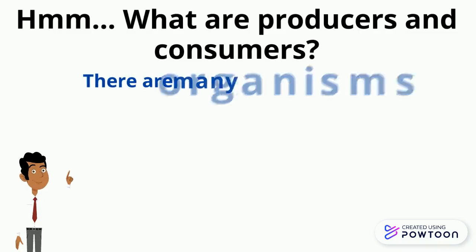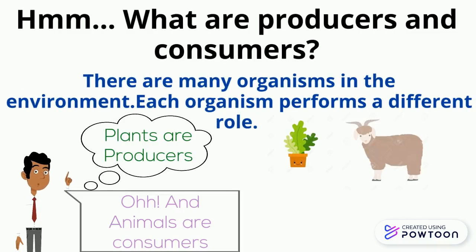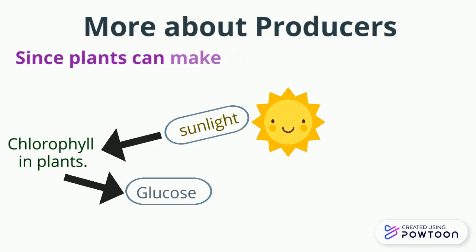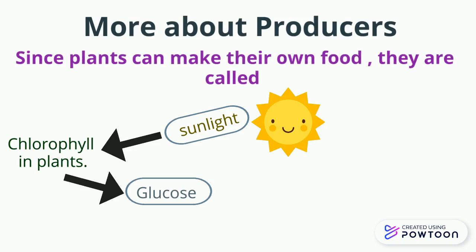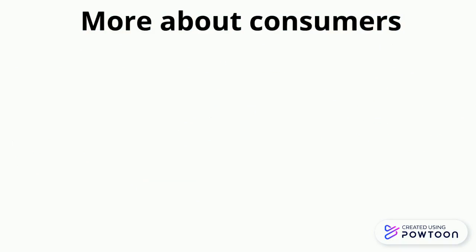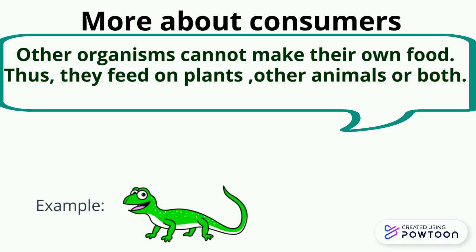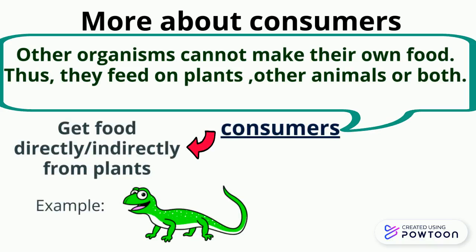There are many organisms in our environment. Each organism performs a different role. Plants are producers and animals are consumers. Only plants can make their own food by trapping sunlight, so they are called producers, which are important sources for animals including humans. However, other organisms cannot make their own food, so they feed on plants, other animals, or both. So they are called consumers.